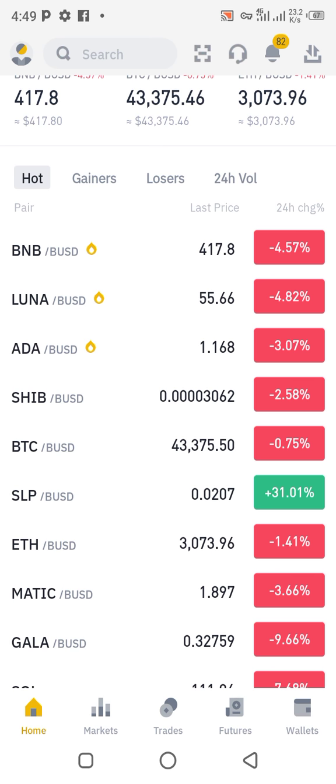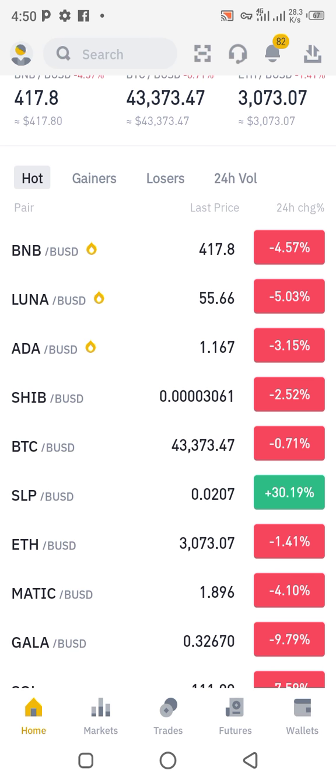So here we have HOT. You can see BNB trading against BUSD, Luna trading against BUSD, ADA trading against BUSD. Now, these three coins are hot because they have a high amount of volume currently. Remember, I told you volume simply means the number of assets currently trading in the market. The amount of assets currently being traded in the exchange or in the market.